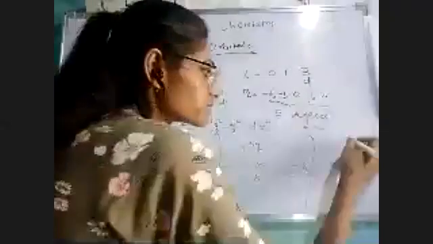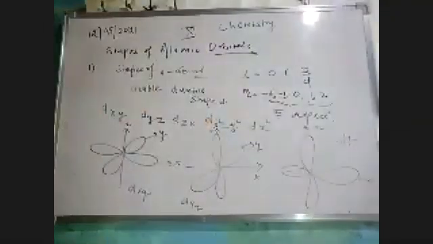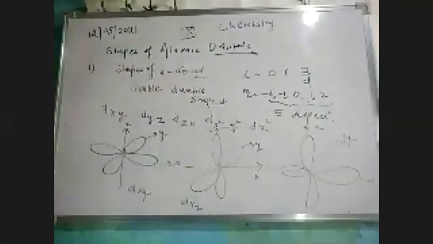This is y. Okay. Now, what is the difference between dx square minus y square and dz square? The shapes of dx square minus y square and dz square are totally different.